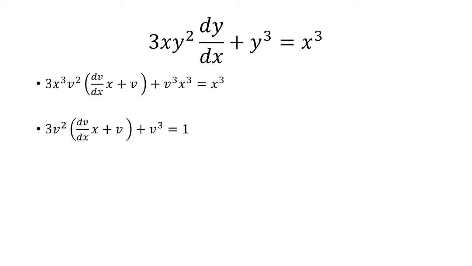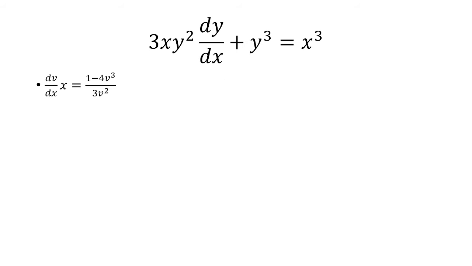Now I can divide both sides by x cubed, subtract v cubed, and divide by 3v squared. So those two steps at once. My goal is to solve for dv over dx, so let's continue by subtracting v. And now I can just divide both sides by x, and I'm left with a separable differential equation.